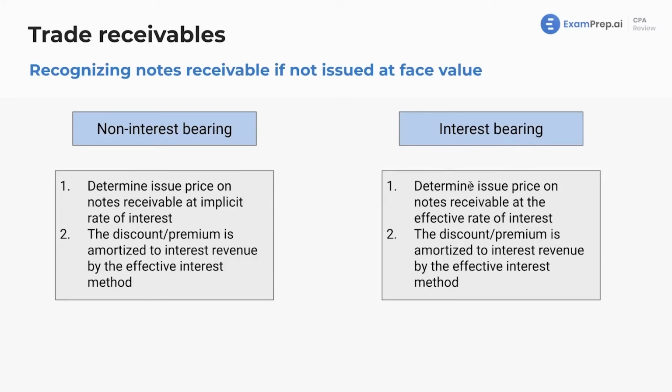Interest-bearing bonds, this is more standard. Determine issue price on notes receivable at the effective rate of interest. The discount or premium is amortized to interest revenue by the effective interest method. So pretty similar between the two. We will see that again more in bonds. But the point here, why I brought these slides to your attention, was just to make the connection, to show that this is the flip side of bonds, and it's all connected, right? There's a lot of items and sections in this exam that are very much connected.